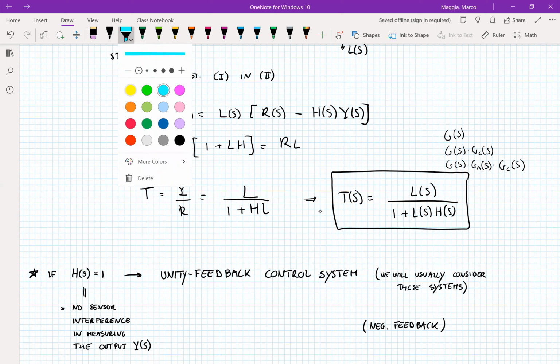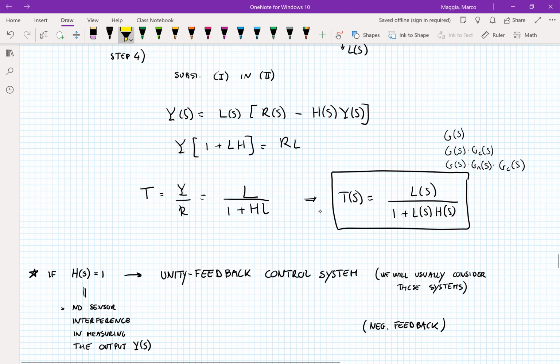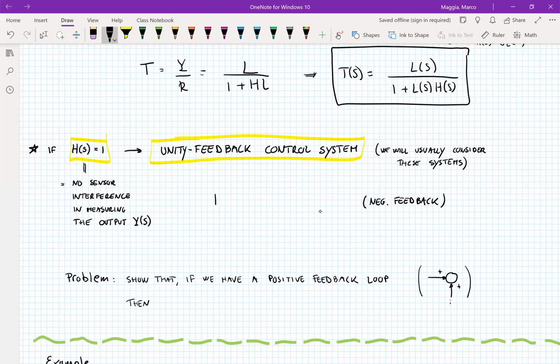Just a very last thing, from now on, we're going to consider H(s) equals 1. So in other words, we're not going to consider any interference due to the sensor while measuring the output Y(s). And if you do so, the systems are known as unity feedback control systems. So unity feedback control systems have a perfect sensor, or in other words, the transfer function associated with the sensor is equal to 1. So when we do that, then T(s) reduces simply to L(s) over (1 plus L(s)).